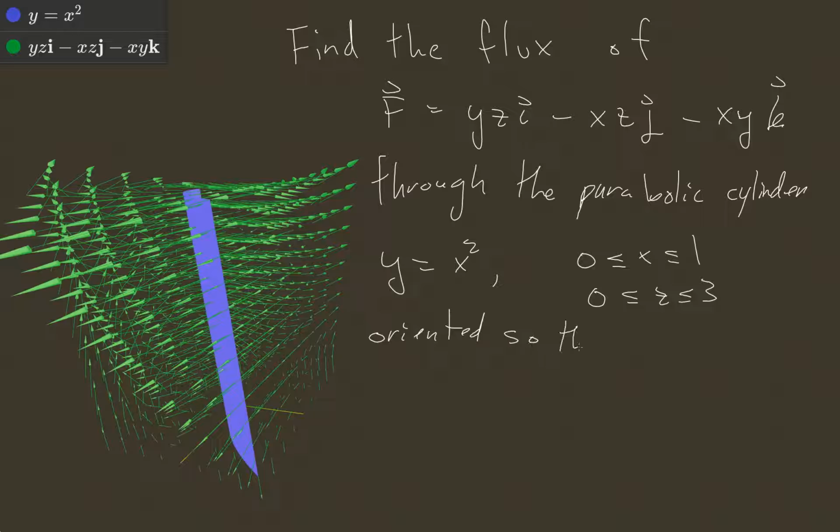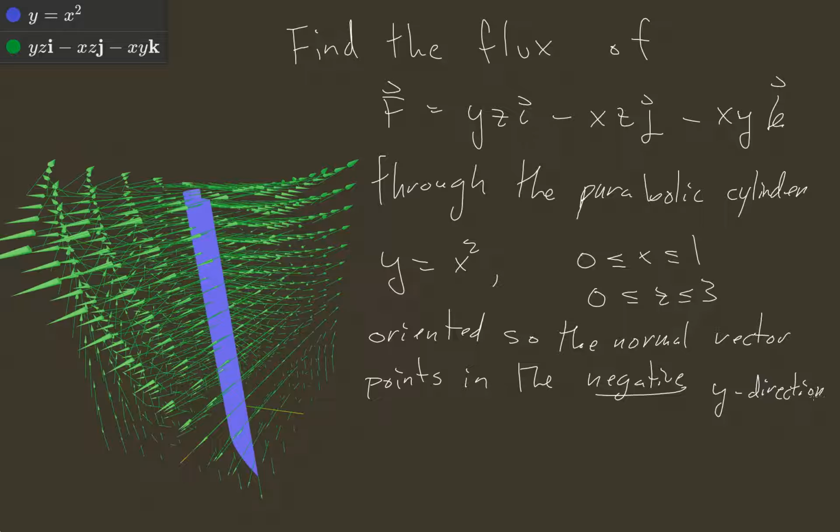so that the normal vector points in the negative y direction. So again, recall we need to have an orientation of this cylinder in order to talk about this integral. Okay, so let's start by parameterizing the cylinder.